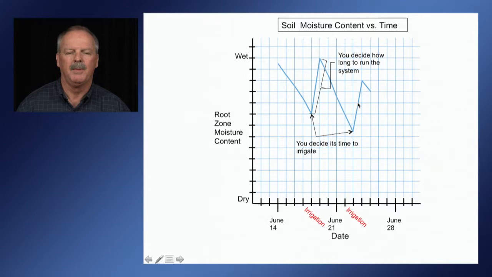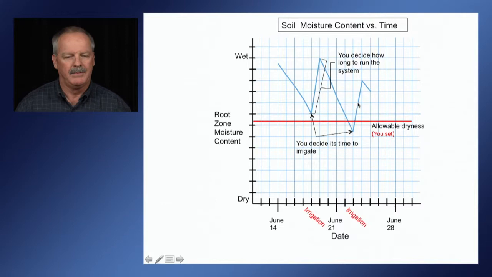So looking back at our graph, we would establish essentially a target line. Once we go through the process of deciding what is the appropriate water content, that'll be something that you shoot for in the future as you plan irrigation events.